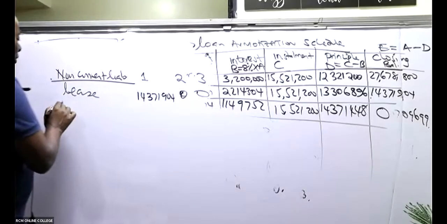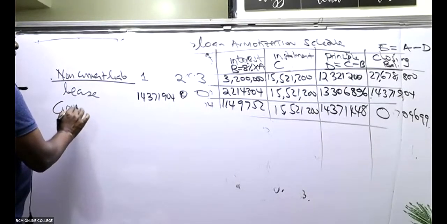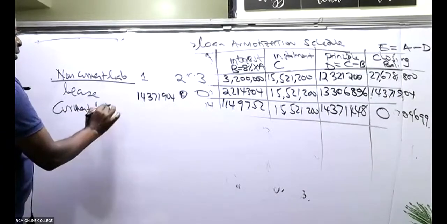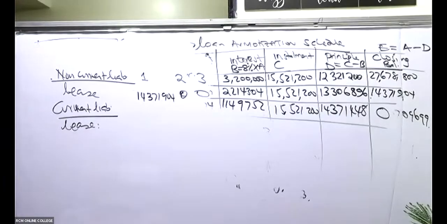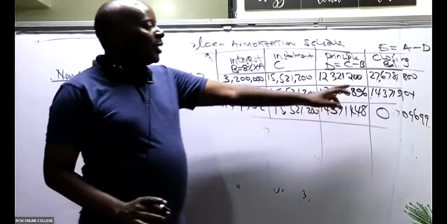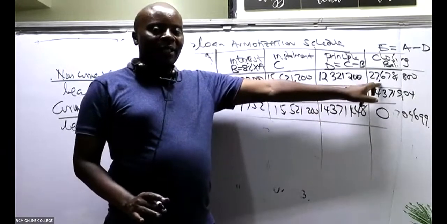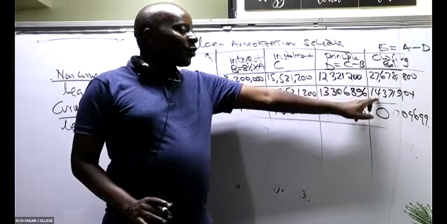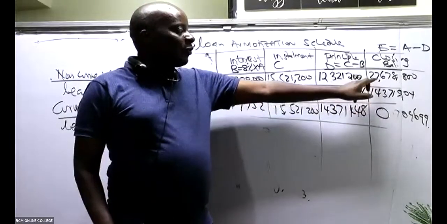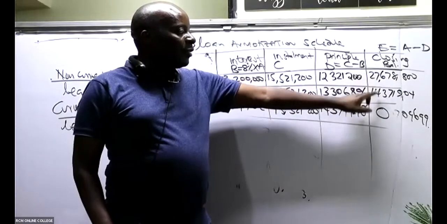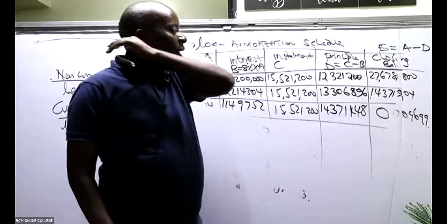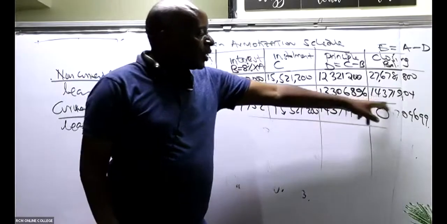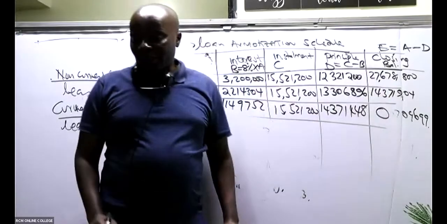And now you ask yourselves, what about the current liabilities? Current liability. In this case, we call this the lease. Initially we had 27 million and something, but something must have been paid for us to arrive at 14. Can somebody give me the difference between this and this? Take 27,678,800 minus 14,371,904. Somebody please give me that.